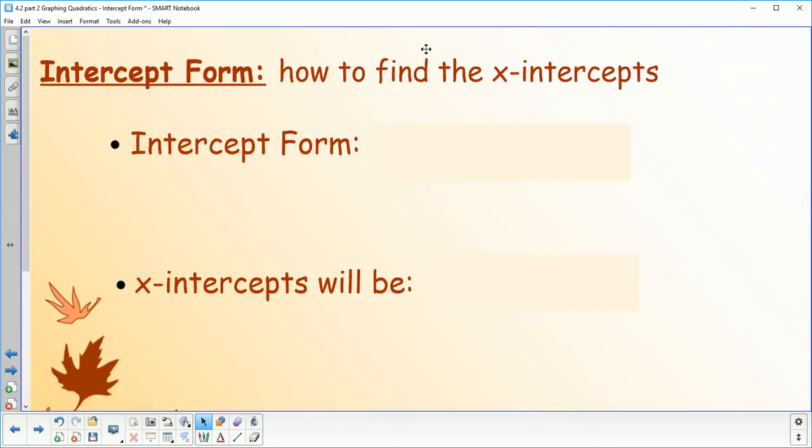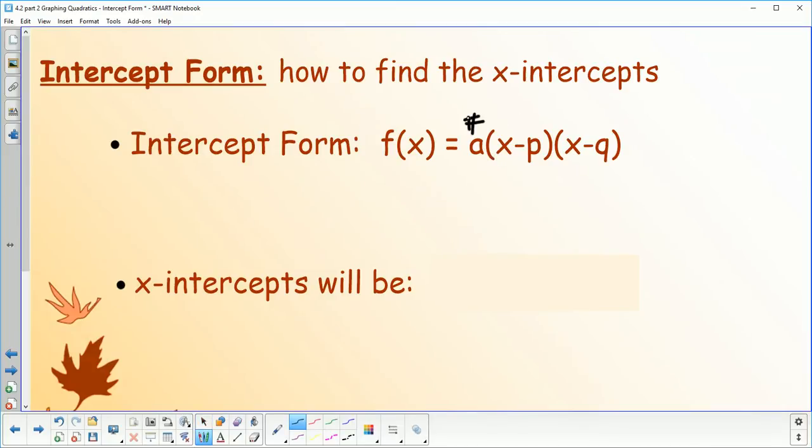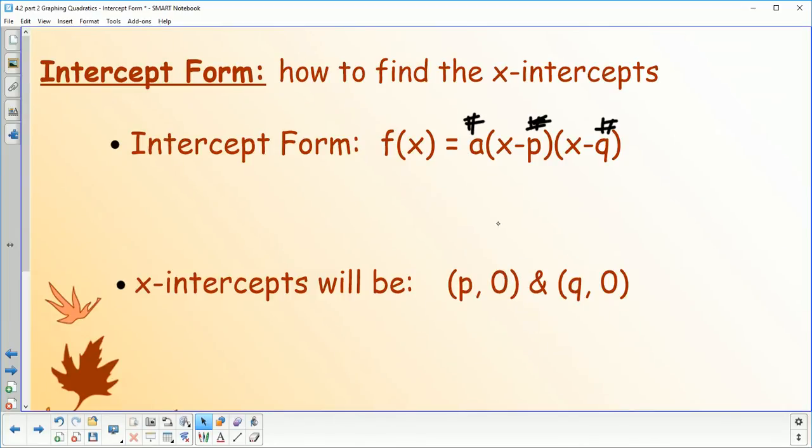Now, to introduce our intercept form, we have f of x equals a times (x minus p) times (x minus q). And that a, that p, and that q are just going to be some numbers. In fact, a, remember, tells us if we open up or down by its sign. P and q are actually going to be the intercepts. So we can look at this, and without even doing any manipulation, we can identify the intercepts just by saying (p, 0) and (q, 0).